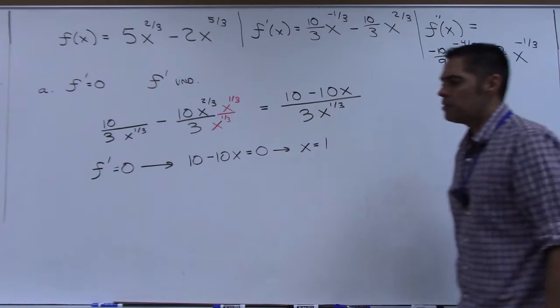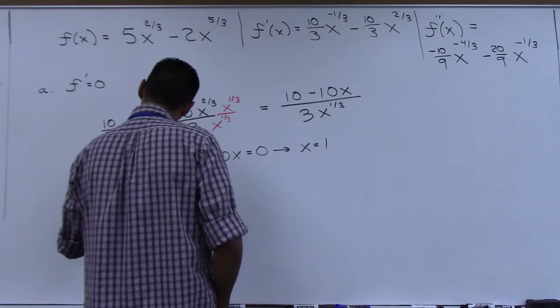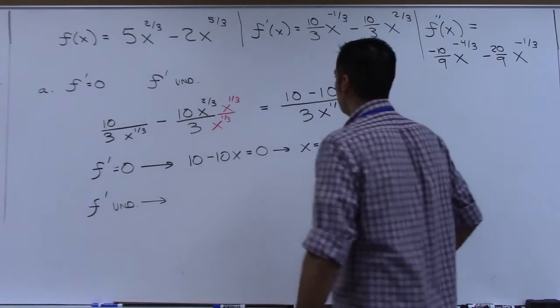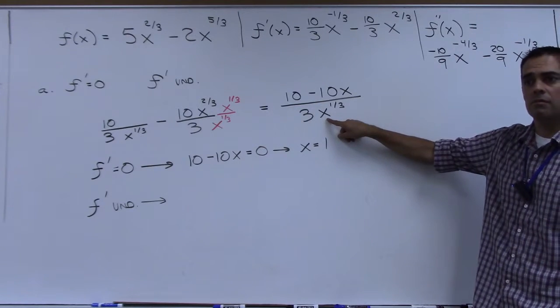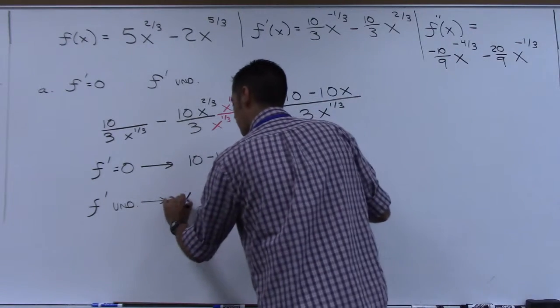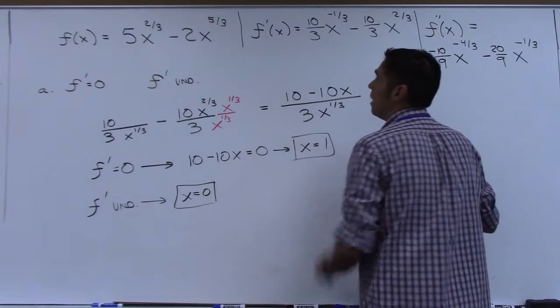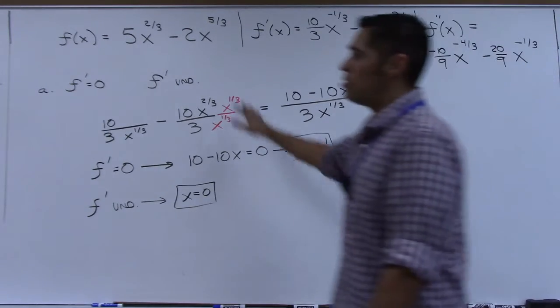And then what about where the derivative is undefined? Is it ever undefined? Where? Whenever the denominator here is 0, right? Which would happen when x is 0. So x equals 0. Now, is x equals 0 in the original domain of the original function? We have to be a little careful with that. Can you plug 0 into this?